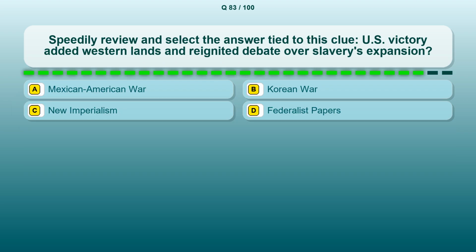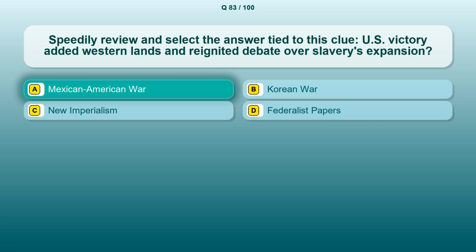Question 83. Speedily review and select the answer tied to this clue. U.S. victory added Western lands and reignited debate over slavery's expansion. Option A. Mexican-American War. Option B. Korean War. Option C. New imperialism. Option D. Federalist Papers.